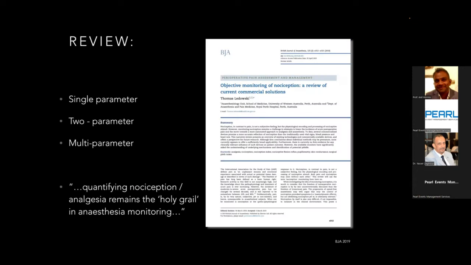This is a review paper from the British Journal of Anaesthesia from 2019, which looks at nociception, and this is a really nice paper to have a read of. It talks about single-parameter, 2-parameter, and multi-parameter NOL monitoring. But what they do say is that quantifying nociception and analgesia remains the holy grail in anesthesia monitoring. And I'd really urge you to have a look at these monitoring devices and have them in your anesthetic practice.